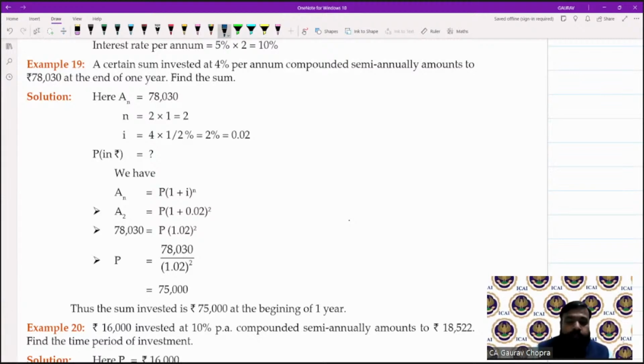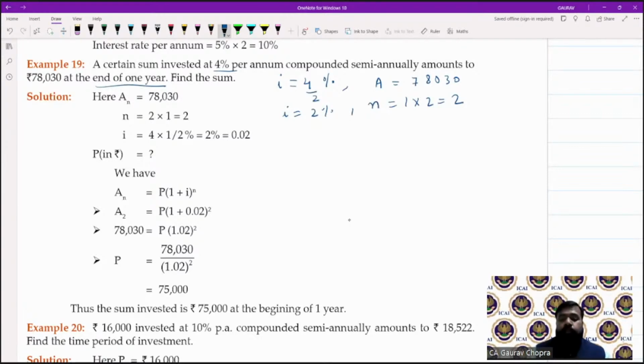So this time rate is given. So I is 4%. Then compounded semi-annually, amounts to. So amount is given, 78,030. So since it is semi-annually, divide the rate by 2. Therefore, I will be 2% for semi-annually. Then time given is 1 year. So therefore, n will be 1 into 2, that is 2.